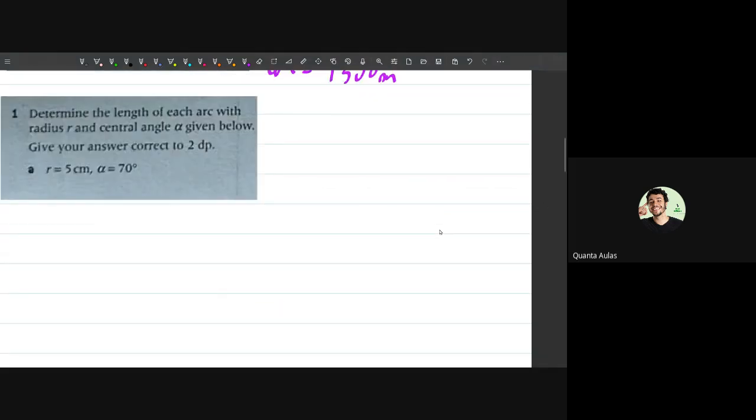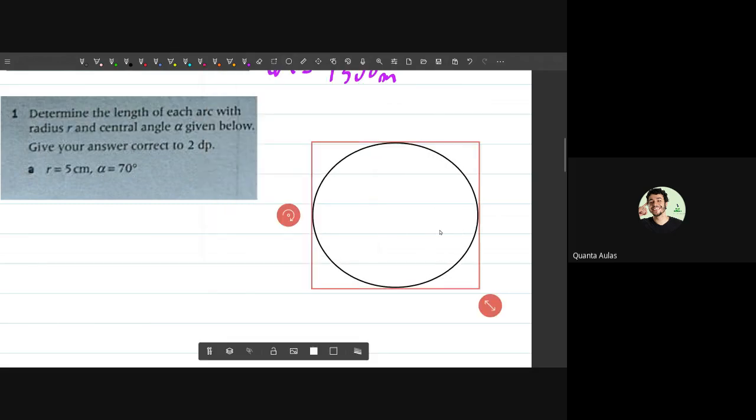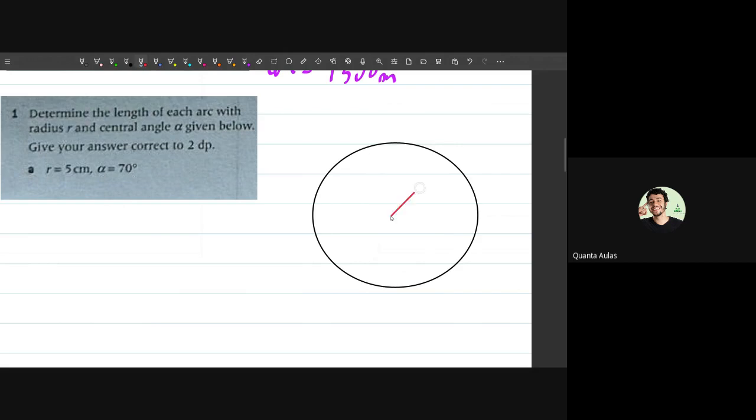Determine the length of each arc with a radius r and central angle alpha given below. We can do just one. So we have a circle. I can draw the circle. And this circle has a radius of 5 centimeters.